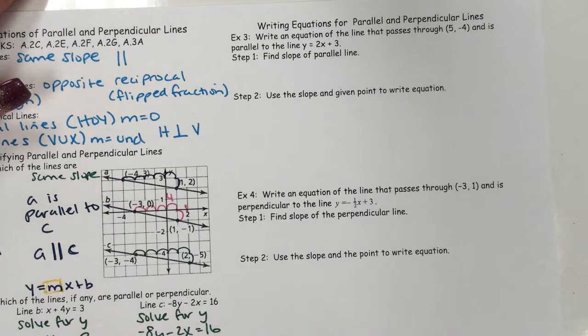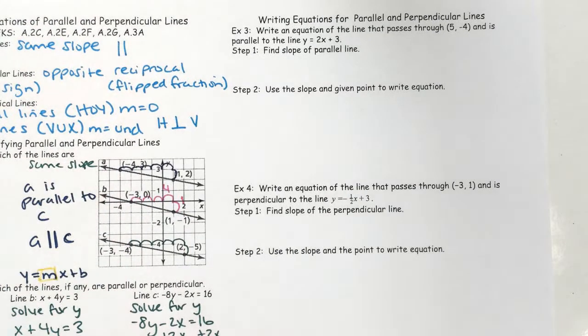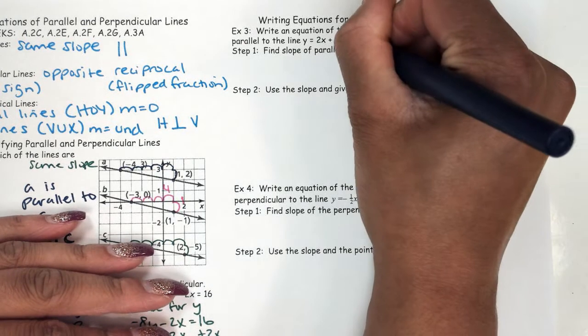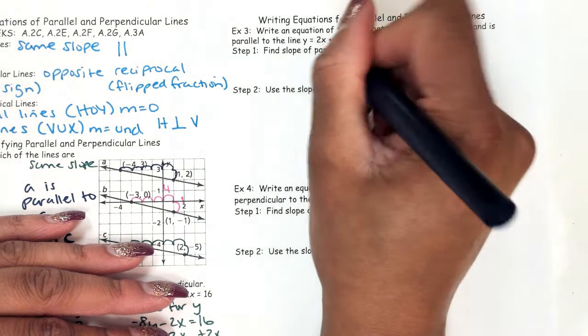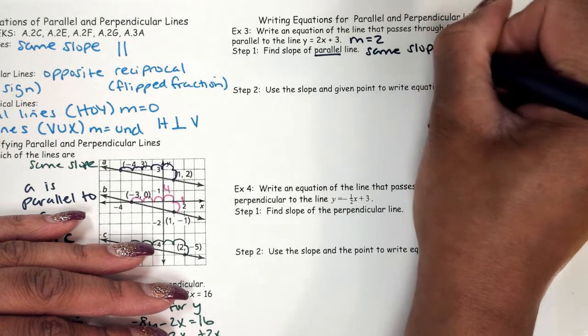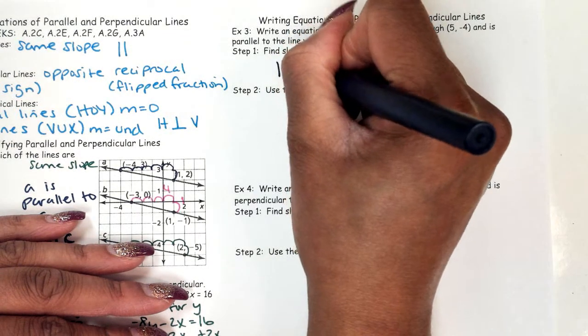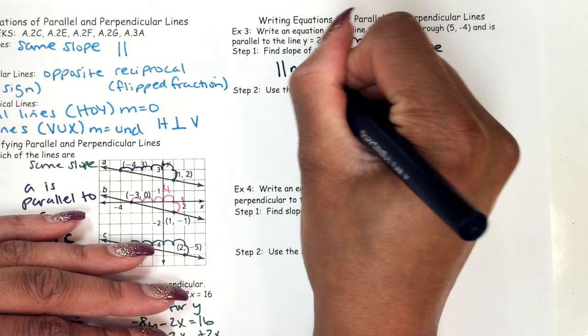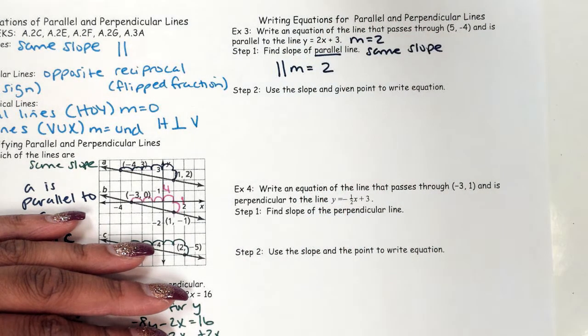So example 3 says, write an equation of the line that passes through (5, negative 4) and is parallel to the line y equals 2x plus 3. So our first step is to find the slope of the parallel line. So we know the slope here is 2, and remember, parallel means the same slope. So our new slope, or say parallel m, is going to be 2 as well.